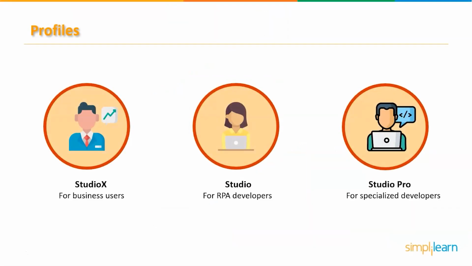Let us look at the different profiles in UiPath: UiPath Studio X, UiPath Studio, and UiPath Studio Pro. UiPath Studio X is for business users. If you're not a developer, but you want to automate a simple task, then it is easy to use Studio X. UiPath Studio is for RPA developers. Build complex automation that is run by attended or unattended robots. UiPath Studio Pro is for the specialized developers. Automate with AI, advanced RPA features, testing tools, and sophisticated coding services.